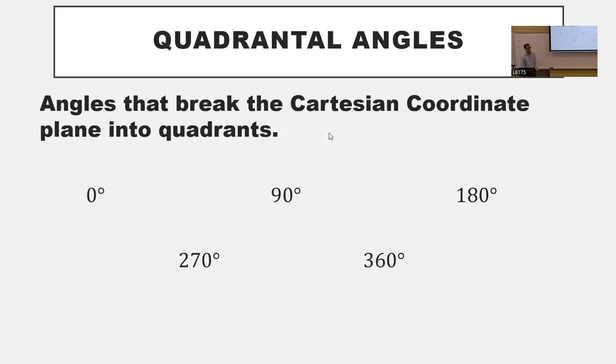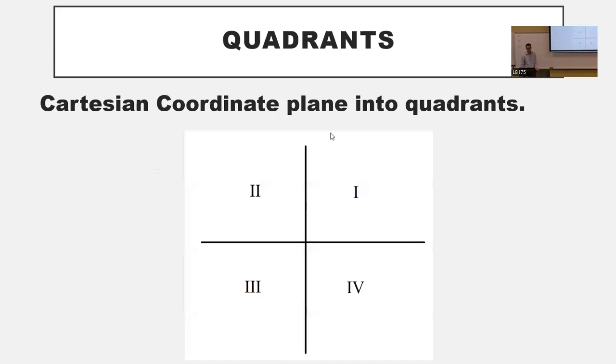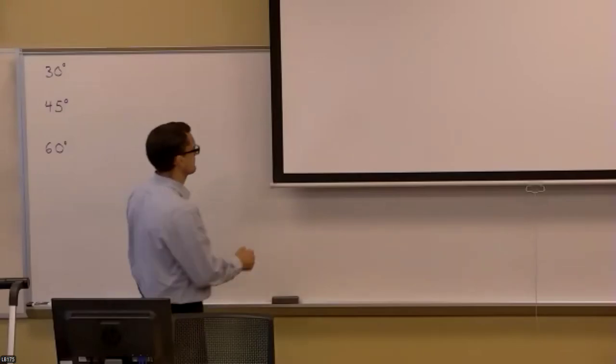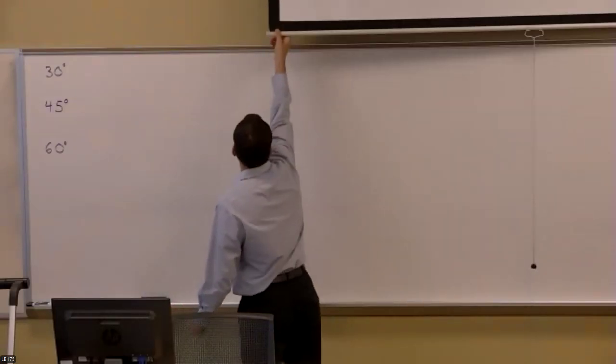You guys know what I mean by quadrants? We've done this before, but I'm talking about the Cartesian coordinate plane broken up into quadrants 1, 2, 3, 4, just like we see when we graph anything. I'll go over that as well.